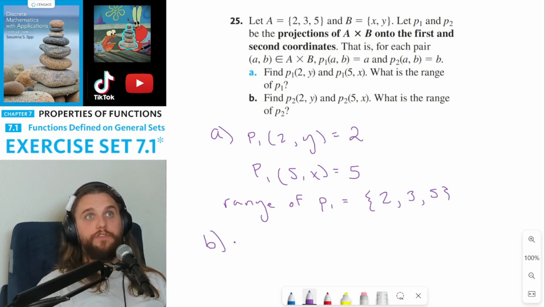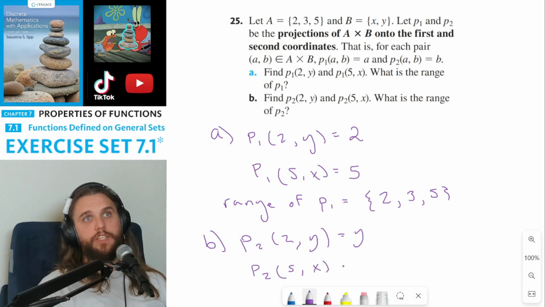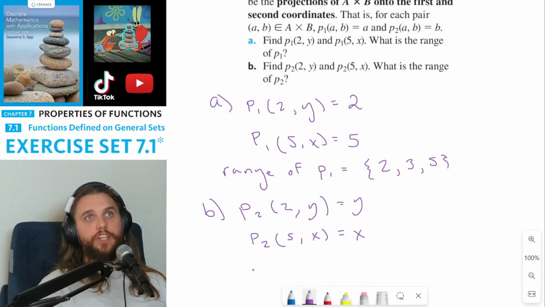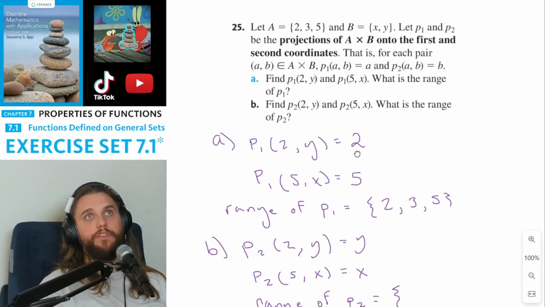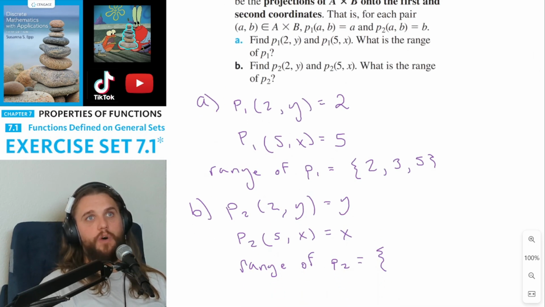Part B is very similar to part A. P2 of (2, y) is just the second coordinate by itself, y. And similarly, P2 of (5, x) is just x by itself. The range of this function is the set of all outputs of this function, which is different from the previous function. In this case, the outputs that we're getting are elements of B, which is x and y. And that's the answer to this question.